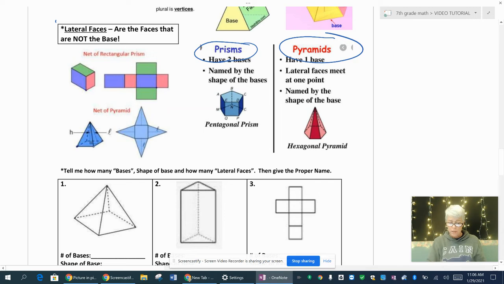And then it also says for the prisms, and it's also true for the pyramids, that the shape of the base names it. So if this is a square base, this is a square pyramid. If this has, say, a rectangular base, if this is my base, I'd call it a rectangular prism.